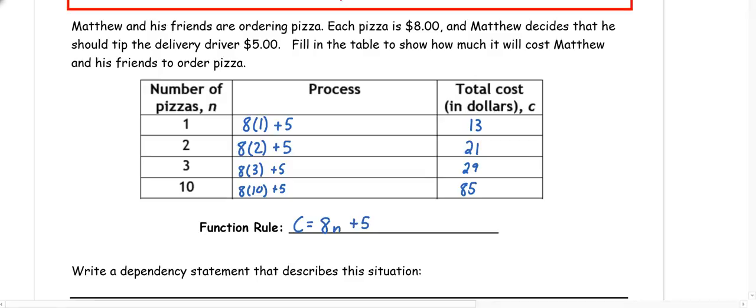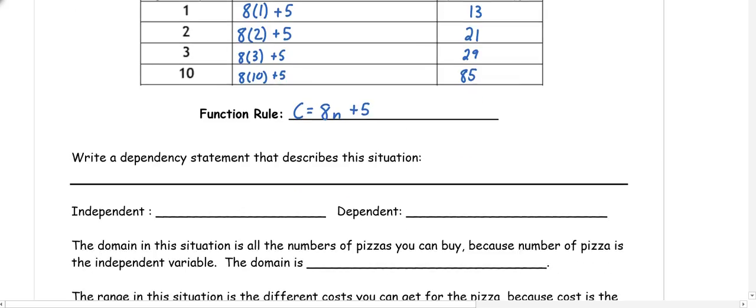So in this case, we have two variables. We have pizza, which would be considered our independent variable, and cost, which would be considered our dependent variable. If we go to write a dependency statement, we would say the total cost depends on the number of pizzas. So our independent variable is the number of pizzas, and our dependent variable would be the total cost.